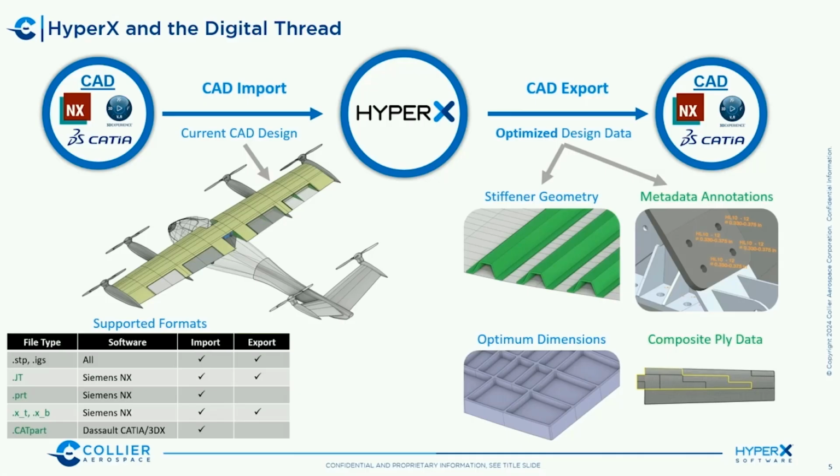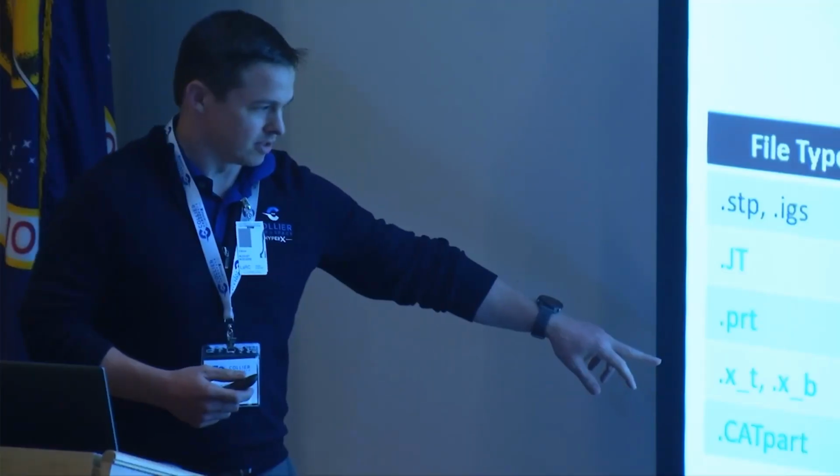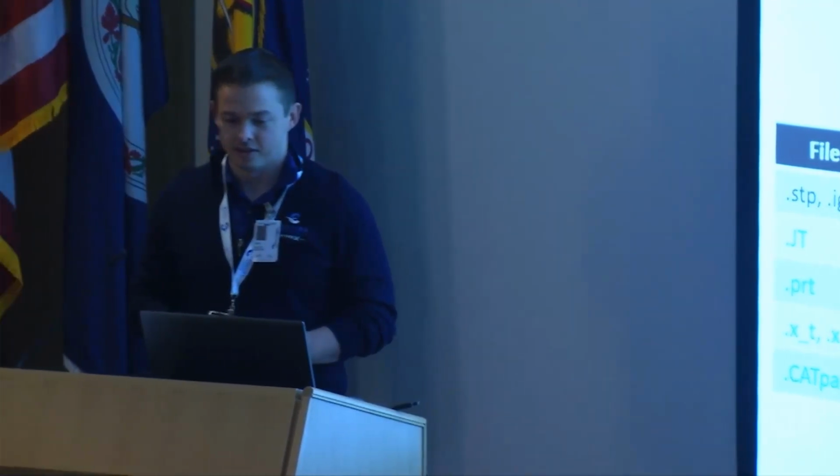So yeah, at the top, STEP and IGES formats, which we've supported for a while. Of course, that can be used with just about any software. Then we've got the JT format, which is, I believe, NX specific, or there might be a plugin for CATIA as well to support JT. That's a new format. Then we've got the Siemens NX part file, Parasolid formats, which is also, I think, mostly Siemens specific, and then a CATIA part file as well for the CATIA users in the room.